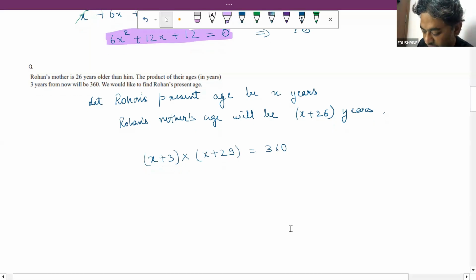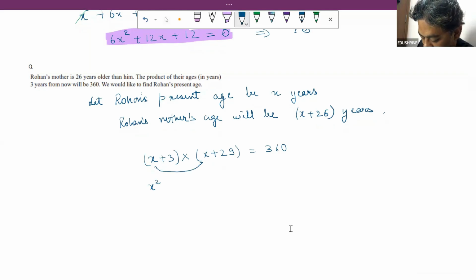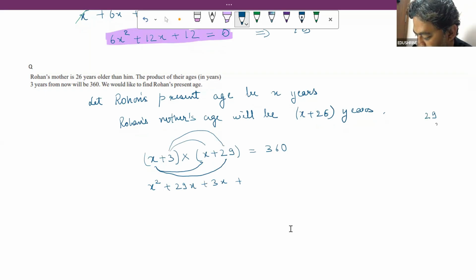So let us try doing the distributive property. x into x is x square, x into 29, 29x. 3 into x is plus 3x, 3 into 29. So let me find 29 into 3 in rough. 9 3s are 27, and 2 3s are 6, plus 2 is 8, so 87, right? So we found out that 29 into 3 is 87, correct? So x square plus 29x plus 3x plus 87 is equal to 360.